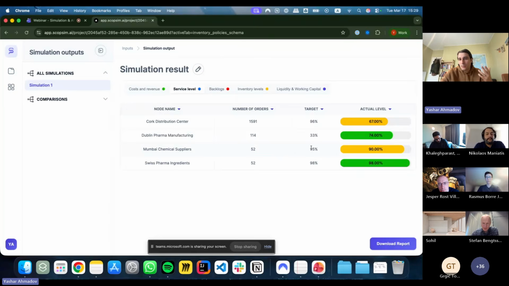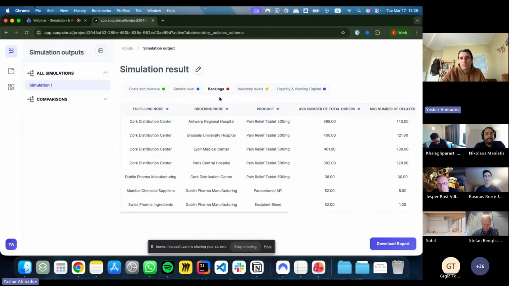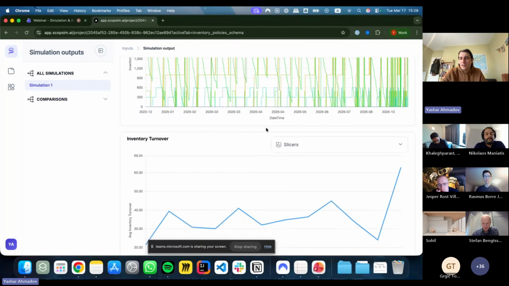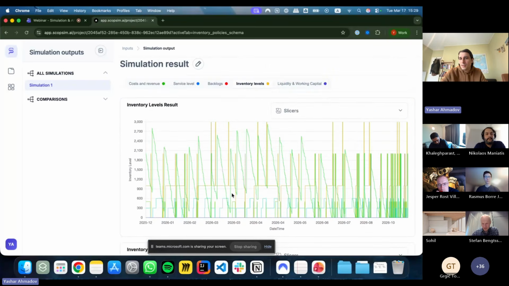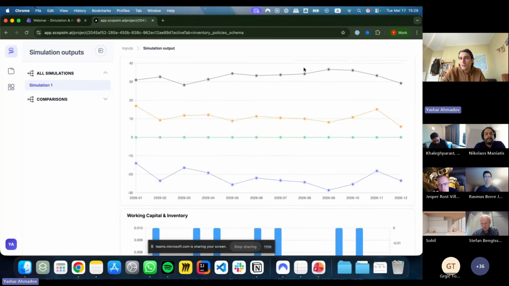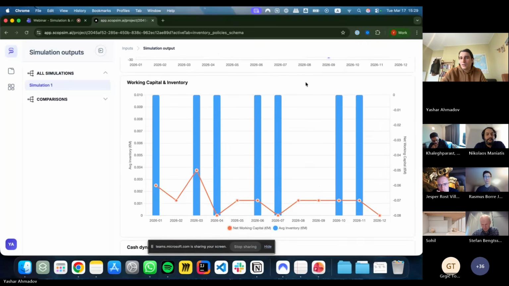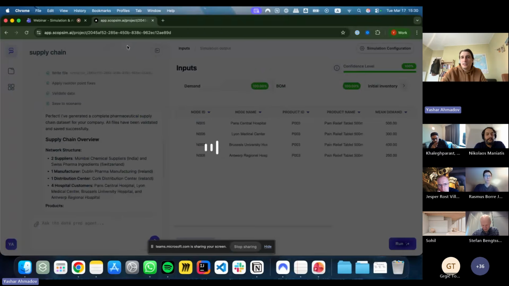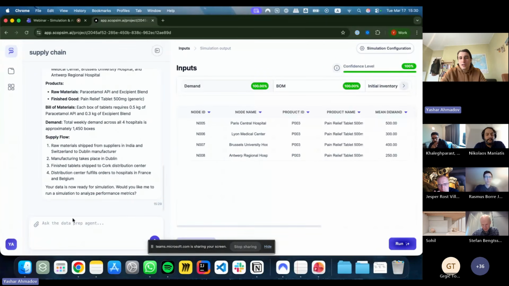They proposed a 95% target SLA, but they achieved 90%. It gives you more detail on where specifically the problems are, how inventory evolves over time, the inventory turnover, liquidity and working capital, how the cash-to-cash cycle evolves over time, the cash flow over time. All these things can happen within a minute. Like you can ask, what if the demand goes up by 20%?